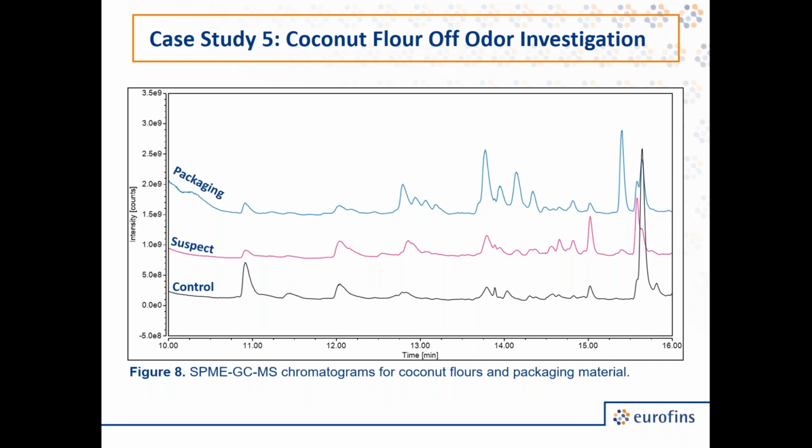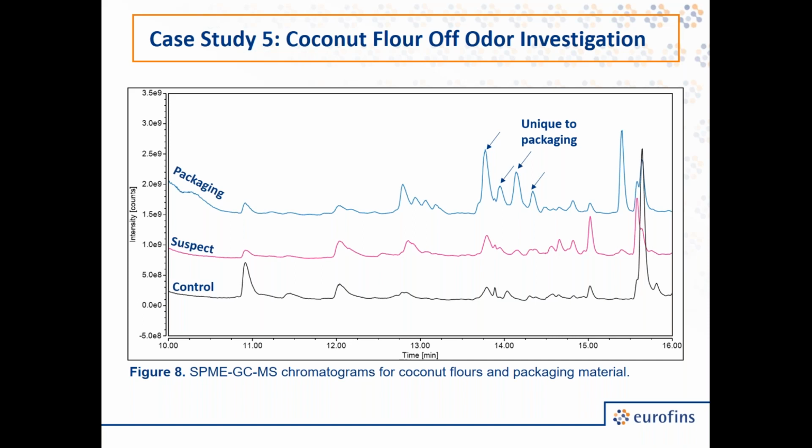So we still have our suspect here in pink and our control in black. As I said, our packaging was included as a sample, so the blue profile is our actual packaging. I want to point out a couple of things here. These are just compounds that I'm pointing out. These are unique to the packaging. You can't see many compounds like this in this range of the chromatogram since I was highlighting other things, but it did have its own profile.